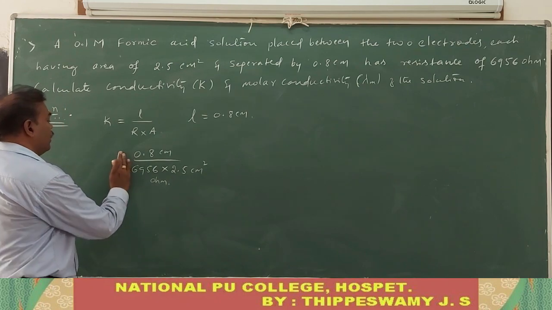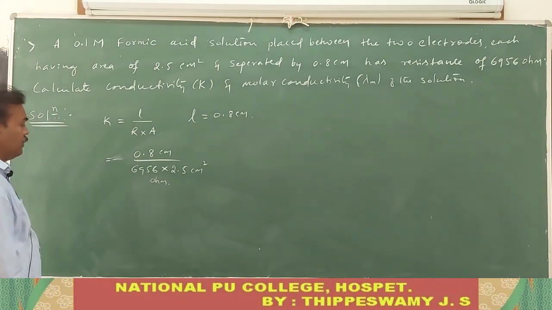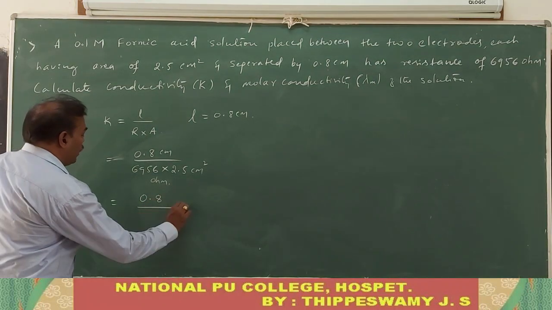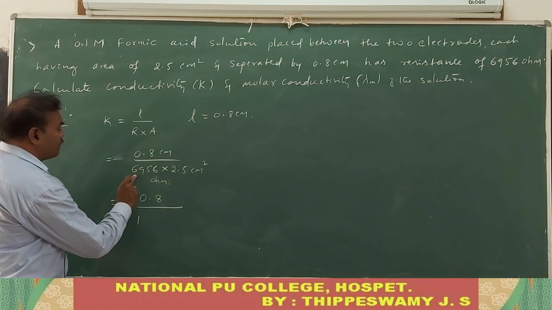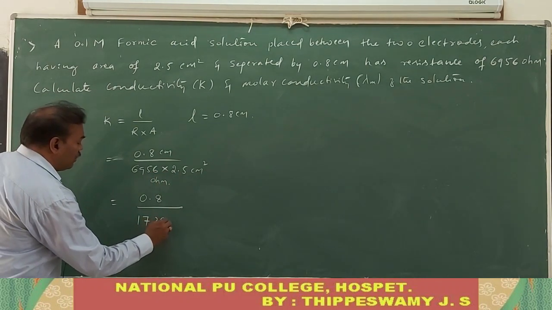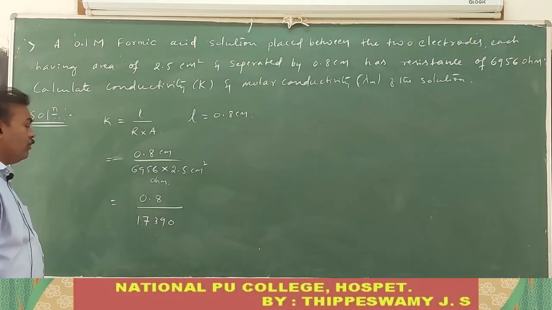Following. Now how to simplify this one? On simplification, we get 0.8 divided by 6956 into 2.5, and we are getting 17390. This is the value you are getting.